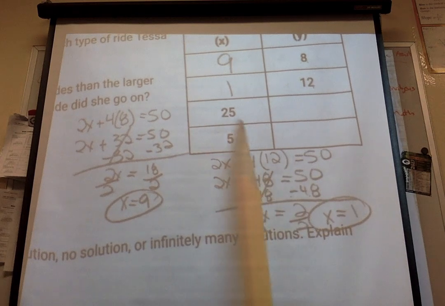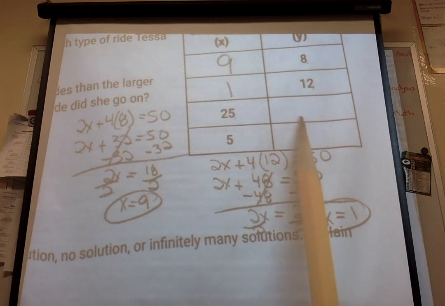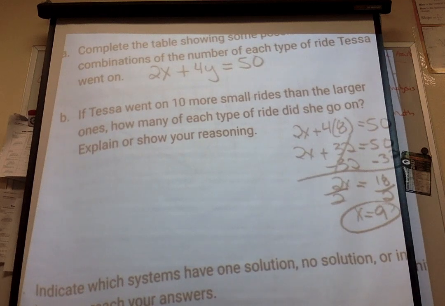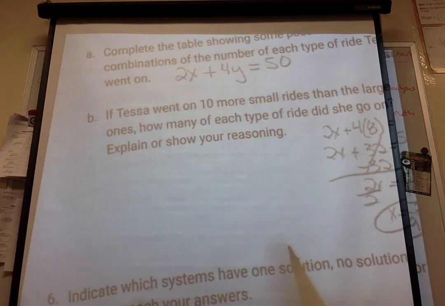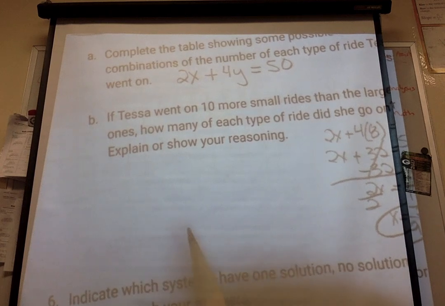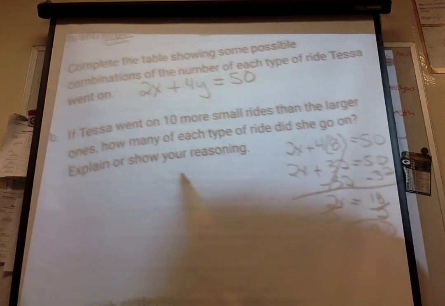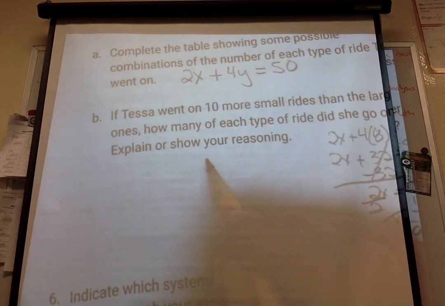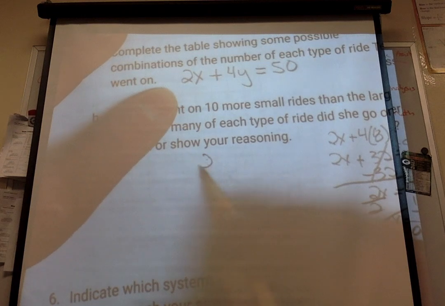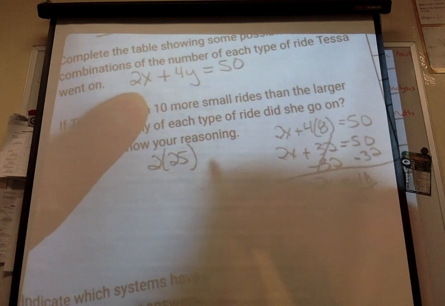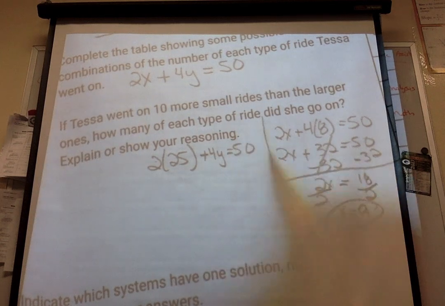In our next one, this time they're giving us our x value, and we have to solve for our y. So just for space-wise, I'm going to do it right here. So our first equation will be 2 times our small size. In this case, in our chart, they're telling us this is 25. Plus 4y equals 50. There's our equation.